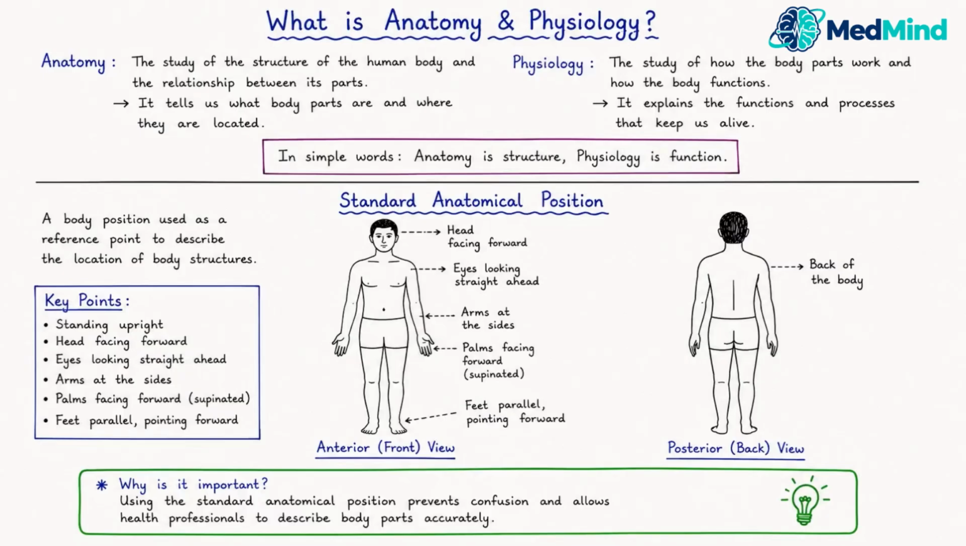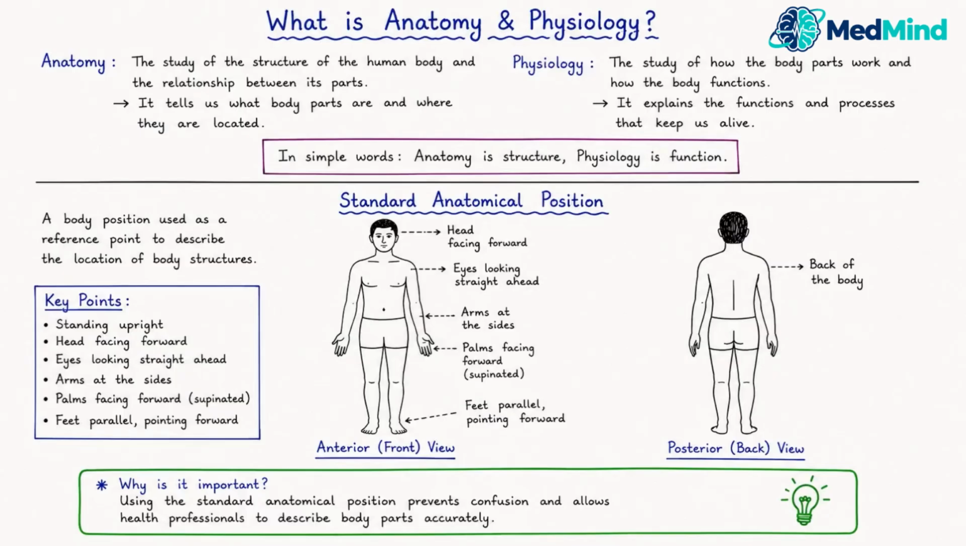Before we start learning about the human body, we first need to understand two important subjects, anatomy and physiology. These are the foundation of every anatomy and nursing course. Okay, let's begin with anatomy. What is anatomy? Anatomy is the study of the body structure. Anatomy tells us what body parts we have, where they are located, and how they are connected.